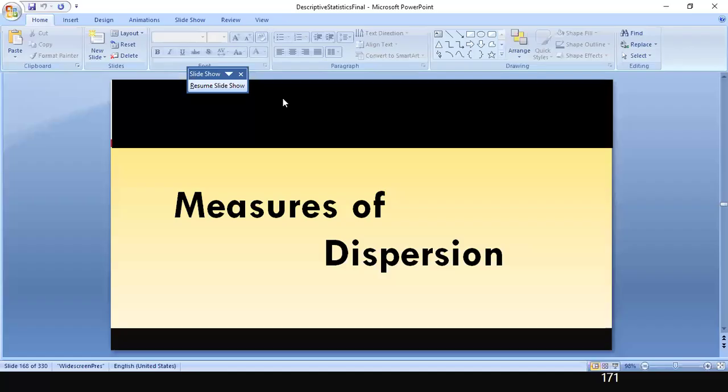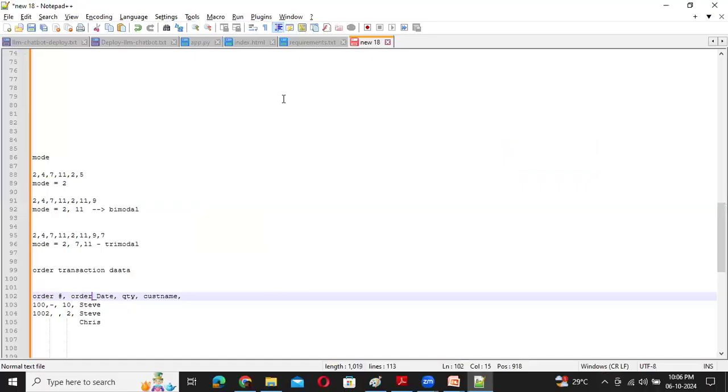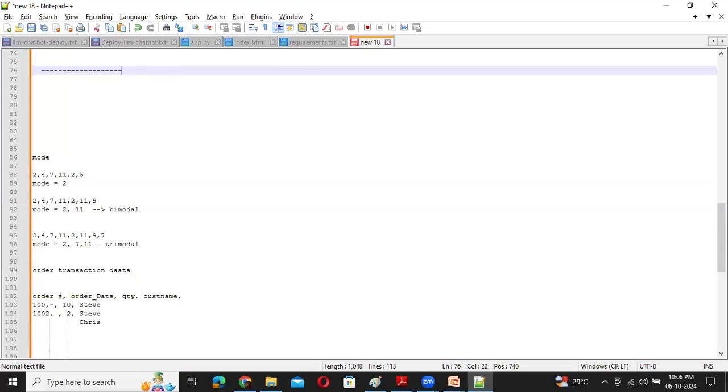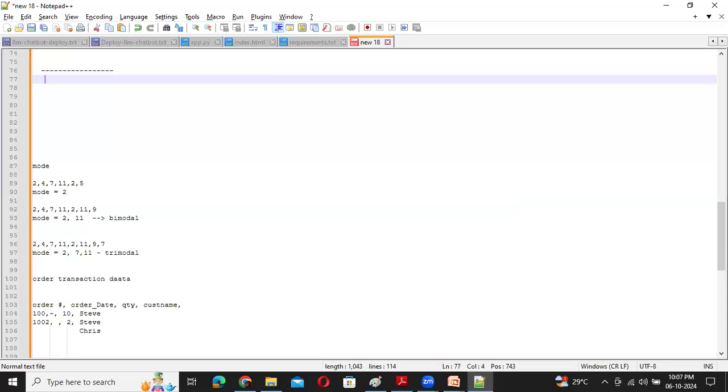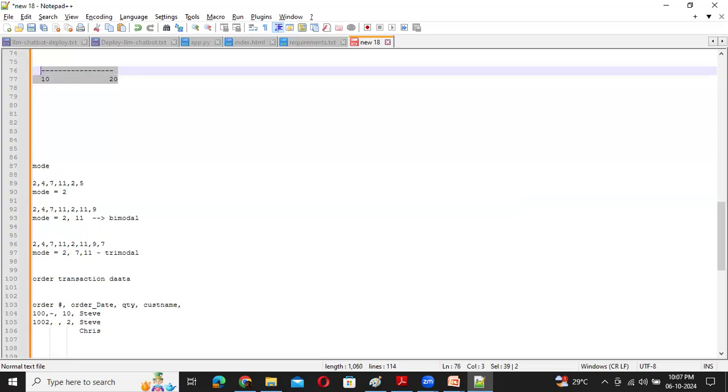My stylus pen has some connection issue. Something like dispersion, I'm talking about dispersion. For example, you have values from 10 to 20. This is the spread of your data.